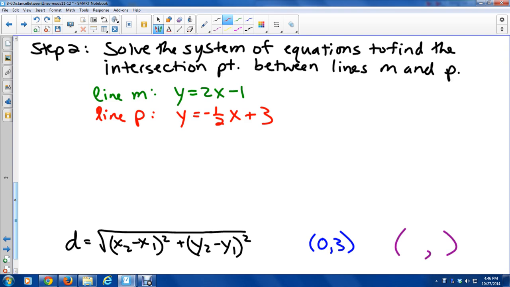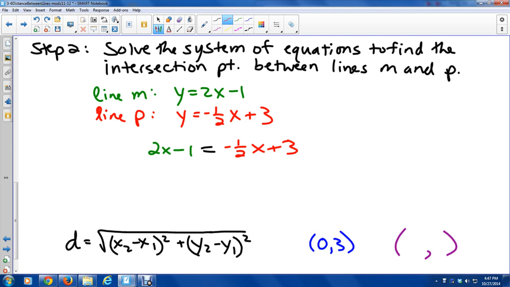In this case, nothing's ready to eliminate. I could easily multiply one equation by negative and get my y's to cancel. Instead, I'm going to go ahead and show you substitution. They're both solved for y, so I can essentially set the two equations equal to each other. So I'm going to take my 2x minus 1 and say that that is equal to my negative 1/2 x plus 3.